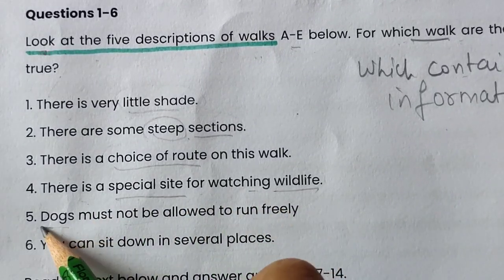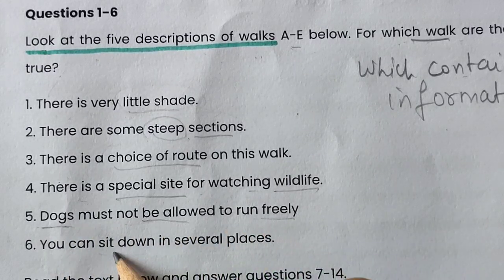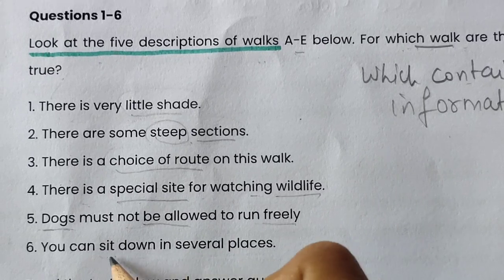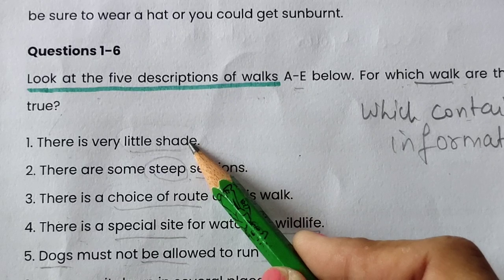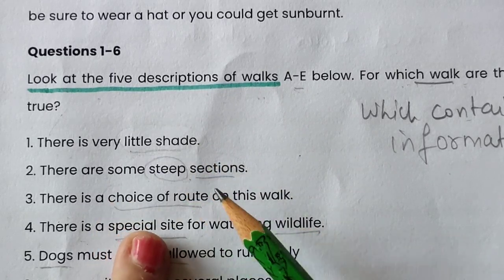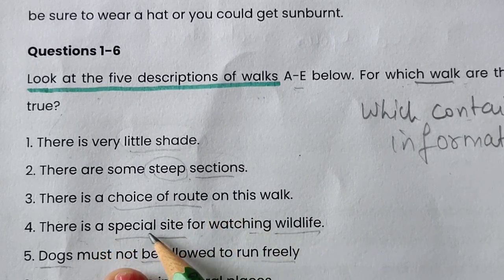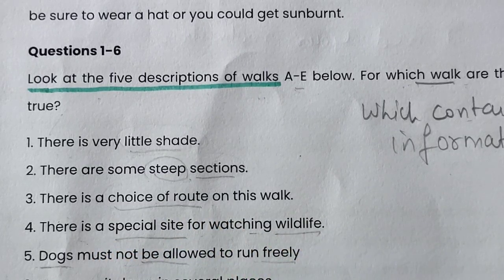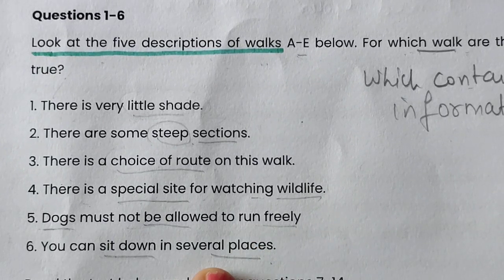Dogs must not be allowed to run freely. You can sit down in several places. So these things we need to find, where they are talking about little shade, some steep sections, means hilly area. A choice of route will be there. Special site for bird watching. Sit down in several places will be there. So let's go to a paragraph.